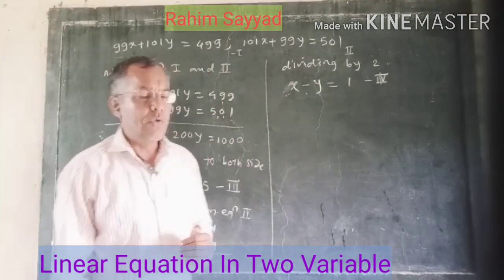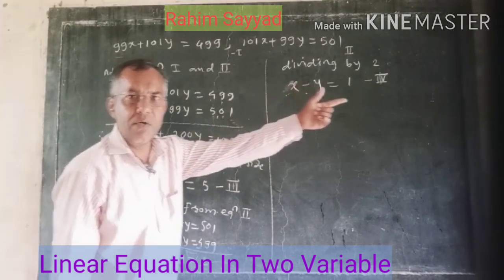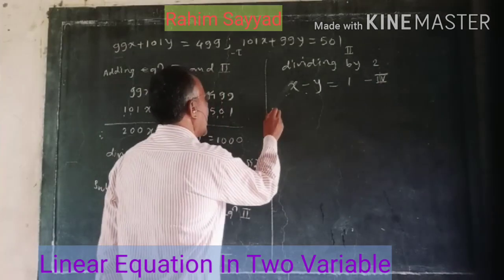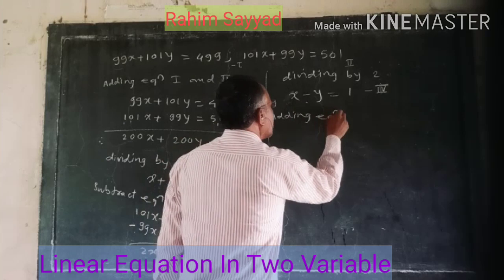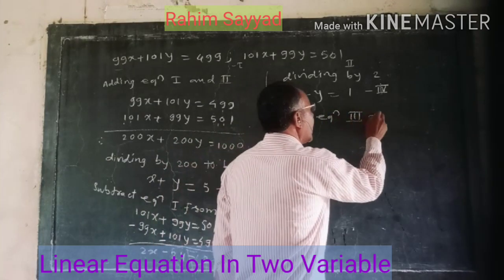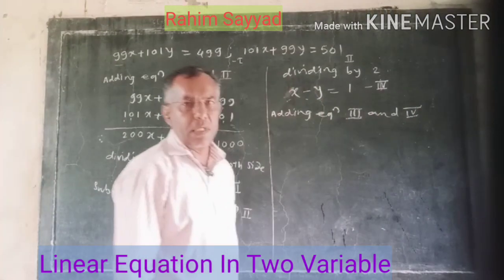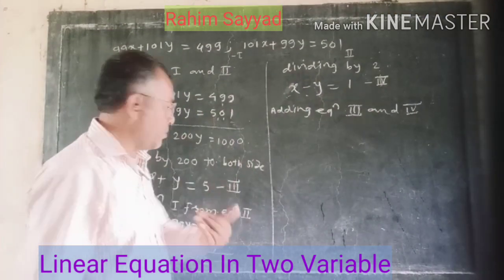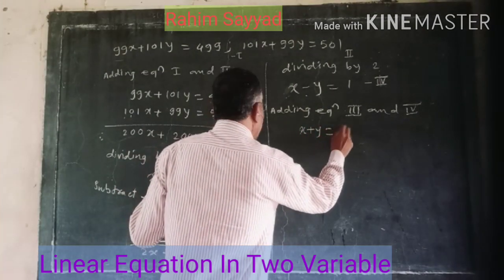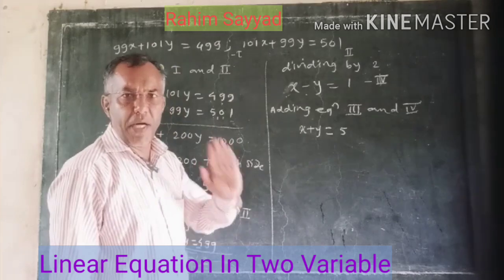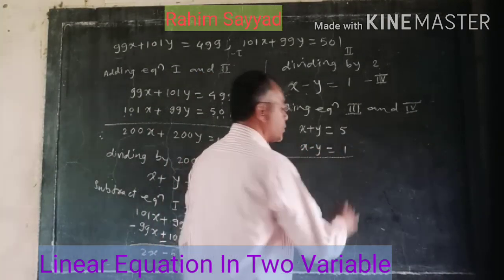You have to add equation 3 and equation number 4. Then I will write here, adding equation 3rd and 4th. Then we will write these two equations one by one, that is x plus y is equal to 5 and x minus y is equal to 1.